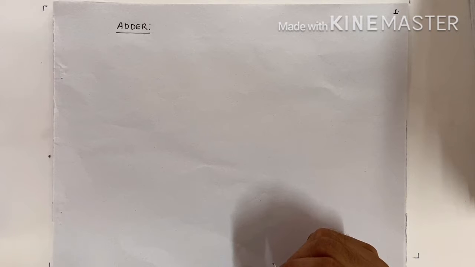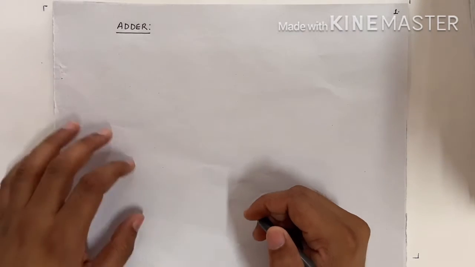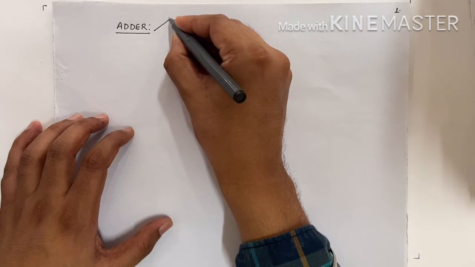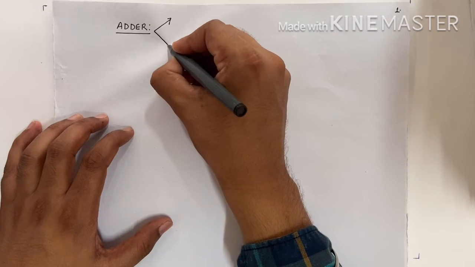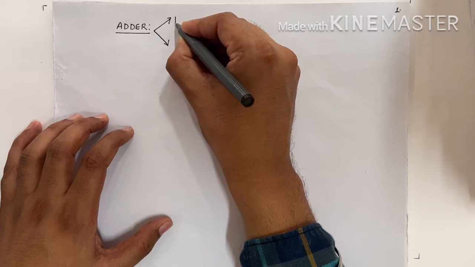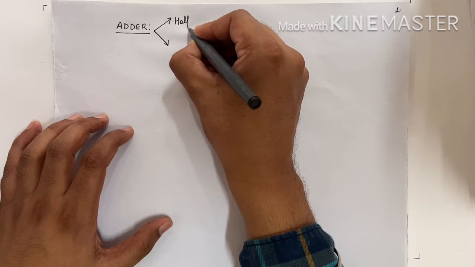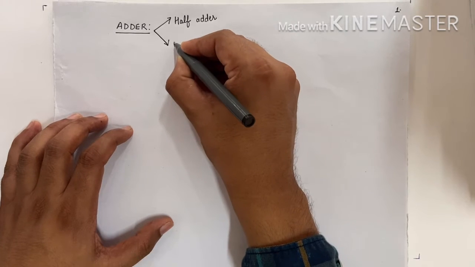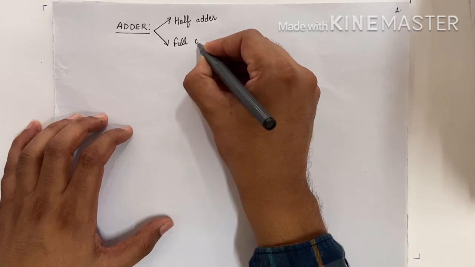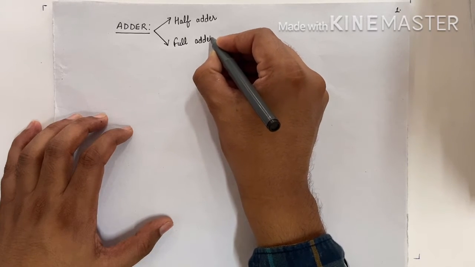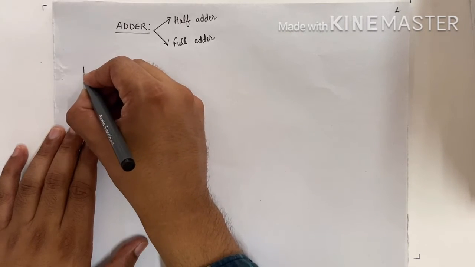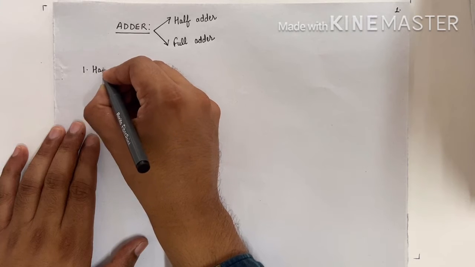Today I am going to discuss adders. Adders are classified in two categories. One is half adder and second is full adder. One by one we are discussing these two adders. So firstly we will discuss half adder.